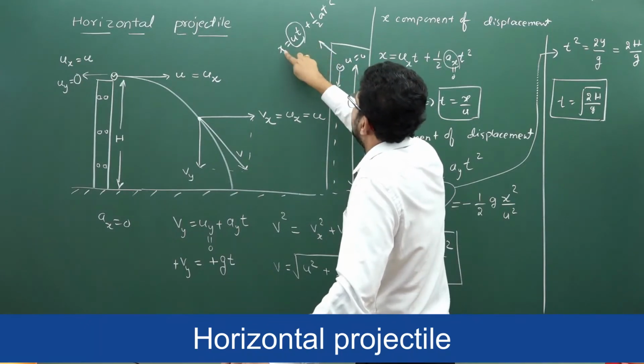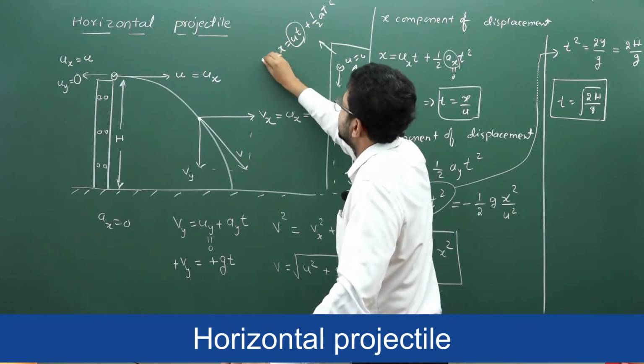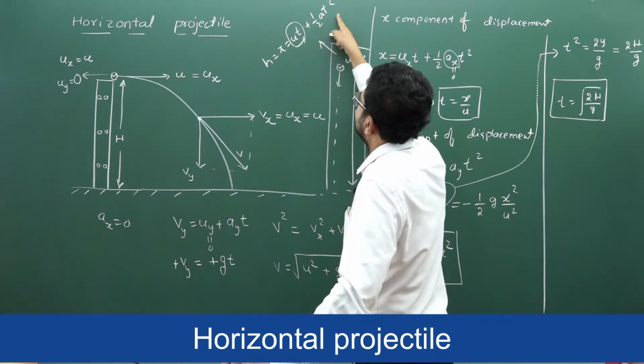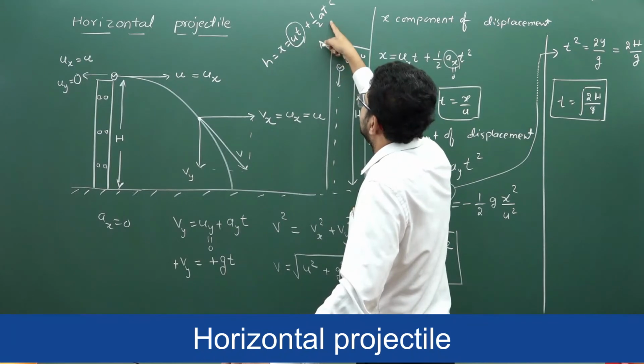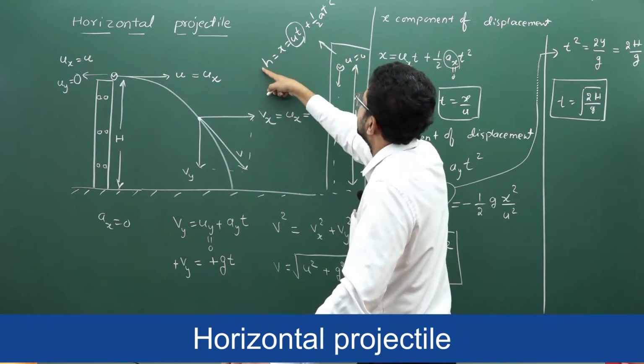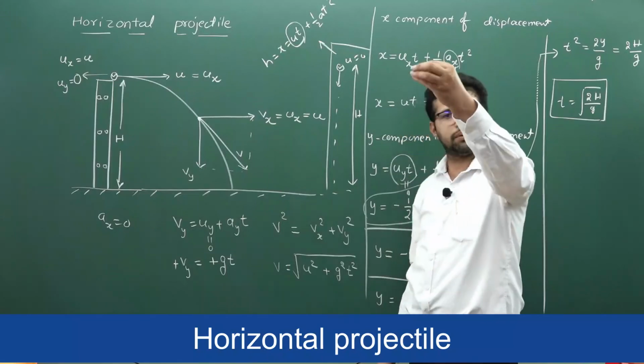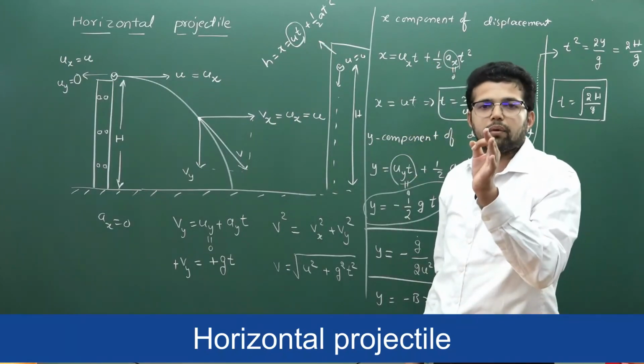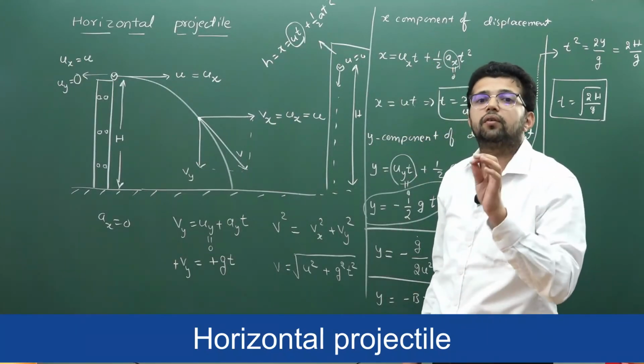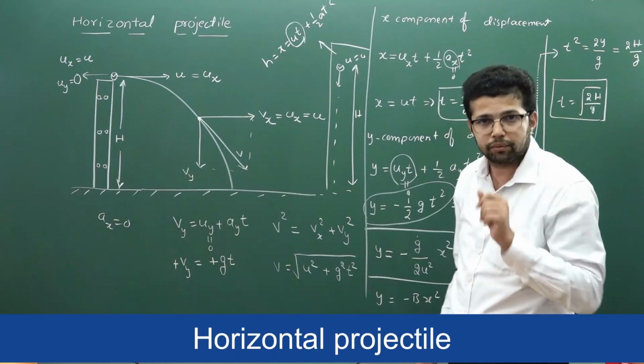Initial velocity is 0, x is h, the height, correct? So h is equal to half gt square, 2 will come here, t square is 2h by g, t is equal to square root of 2h by g. That means, if you drop a ball, the time required for the ball to reach the ground is square root of 2h by g, provided the height is h.